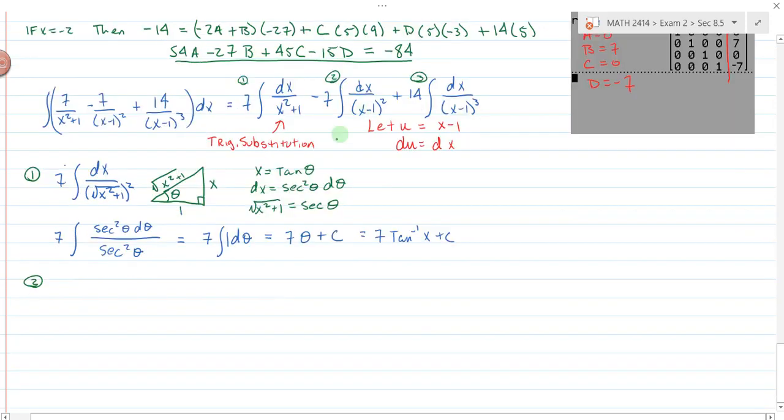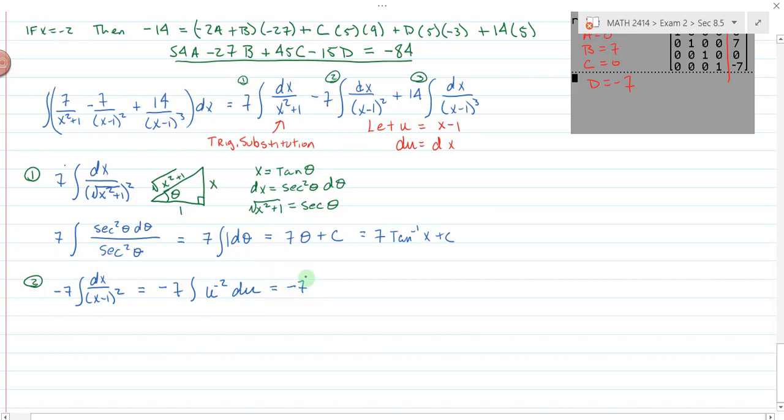The second integral here was negative 7 times the integral of dx over x minus 1 squared. And I said we can use this u substitution, so I'm going to rewrite that as negative 7 times the integral of du over u squared. But that's going to be u to the negative 2, isn't it? Because this was what u was equal to. And when I integrate, I don't want du over u squared. I want to rewrite that u squared as u to the negative 2, so I can then use my power rule to integrate.